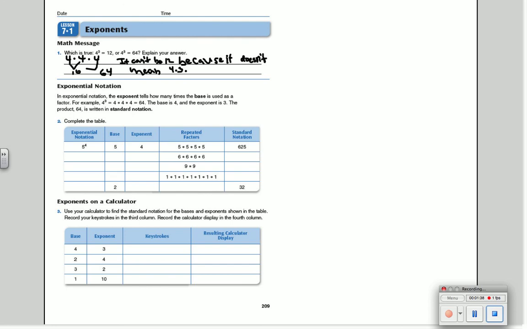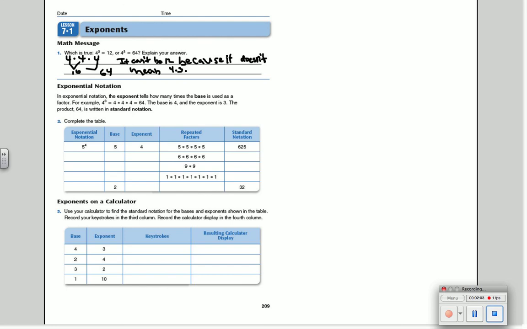Complete the table. I'm going to go over the first one with you, and then I'm going to ask you to pause it and complete the rest by yourself, because this is really easy. All right, so first row, it says 5 to the fourth power. Our base is 5. Our exponent is 4. As repeated factors, it's written 5 times 5 times 5 times 5, which equals 625.